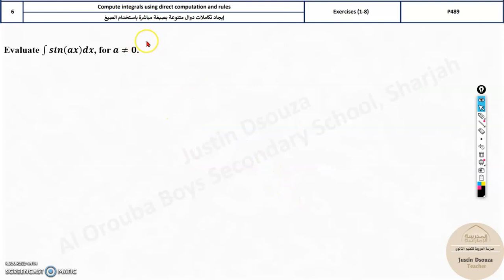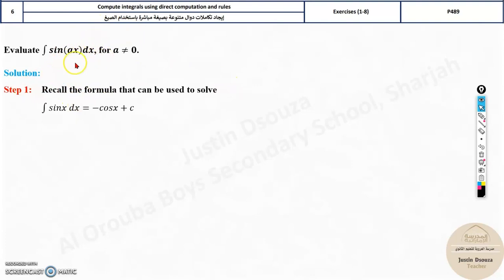Now you have a problem over here where you need to integrate sine ax dx for a not equal to 0. Why? Because if a is equal to 0, the entire function becomes 0. So a is a constant value other than 0. It can be 2, 3 or anything. How do we solve it? We need to know which formula we can use.